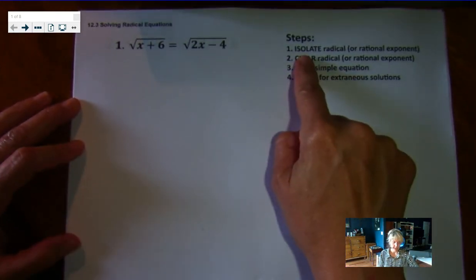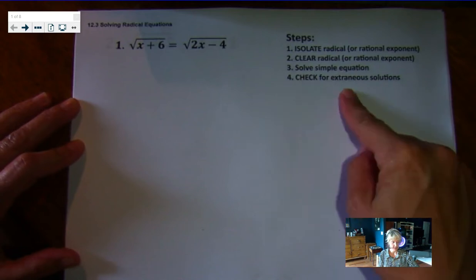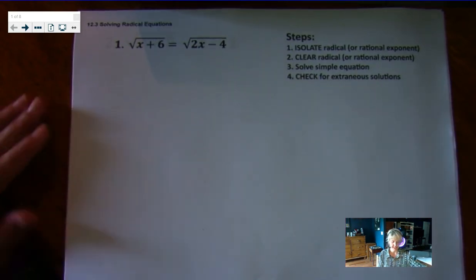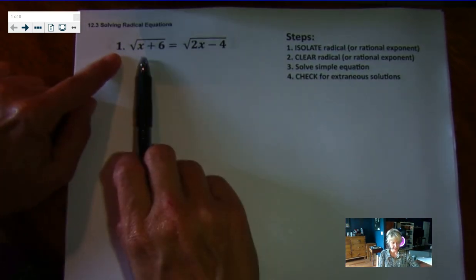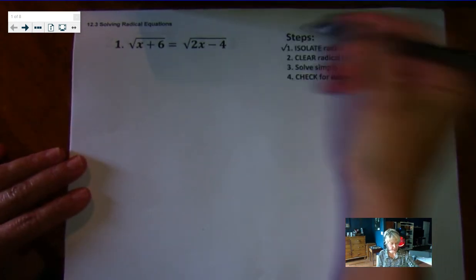Notice our steps. We're going to isolate the radical, clear the radical, solve the simple equation, and then check for extraneous solutions. So we are going to isolate the radical. Both radicals do not have anything added or subtracted, so they're already isolated. So I can check off step 1.